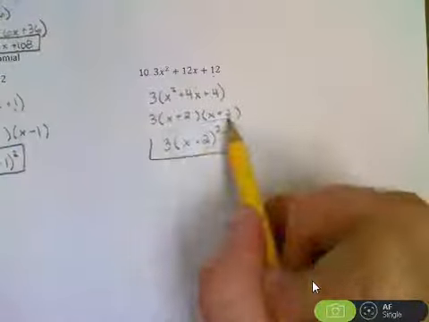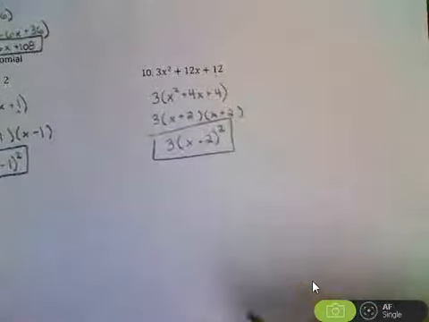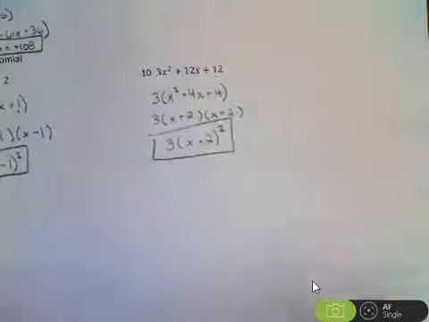And that's all you do. That's all you do to factor trinomials. Always look for something to factor out, and then just factor out the quadratic part of it.